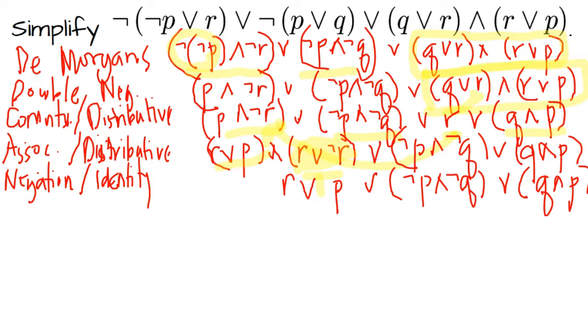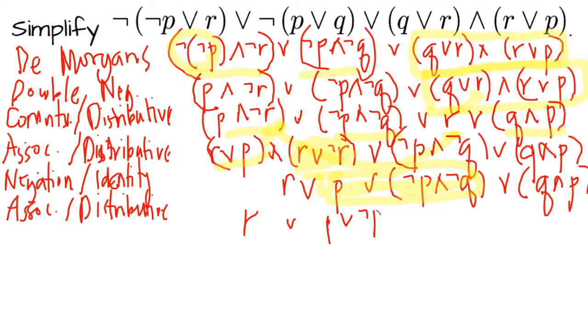After that, we could try association of P and the second term and the third term. So this will become P, so associate and distributive again. So association, so this will be R or P or not of P and P or not of Q.